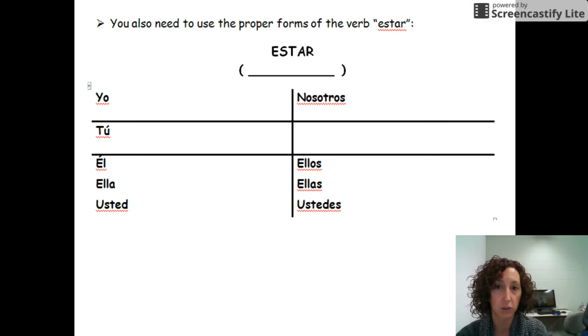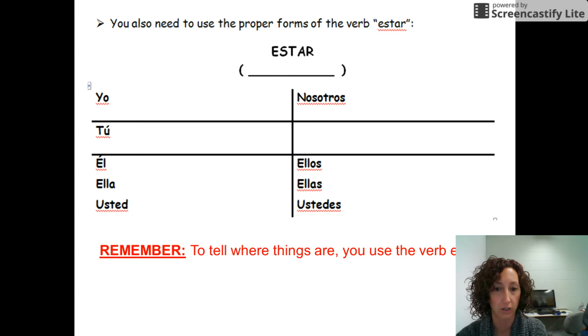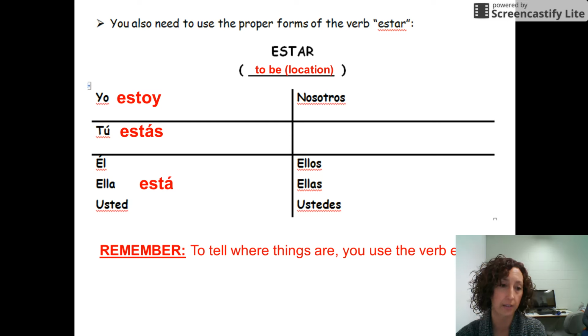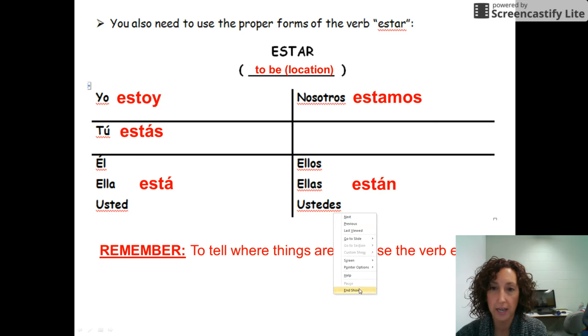When you're going to put these prepositions in sentences, you need a verb with it, of course, and the verb you're going to be using is estar. For my students, we did a little rhyme, so to tell where things are, you use the verb estar. So the verb estar, which of course you know means to be, and this is describing the location. And your forms are, of course, yo estoy, tú estás, él está, ella está, usted está, nosotros estamos, and ellos, ellas, ustedes están. Okay, so at that point, you have the 5 forms of estar and the prepositional phrases.